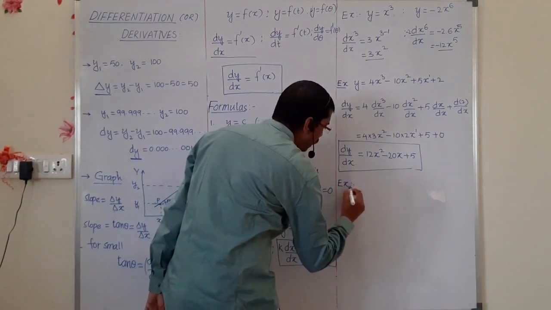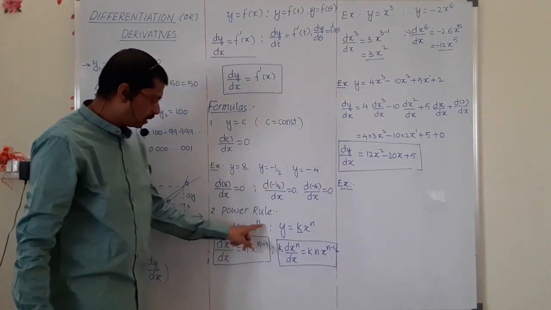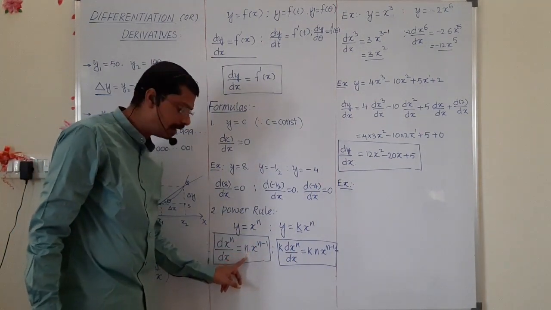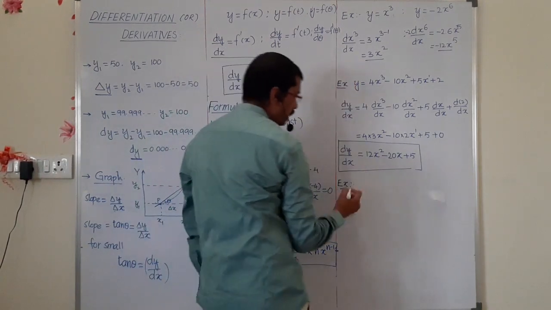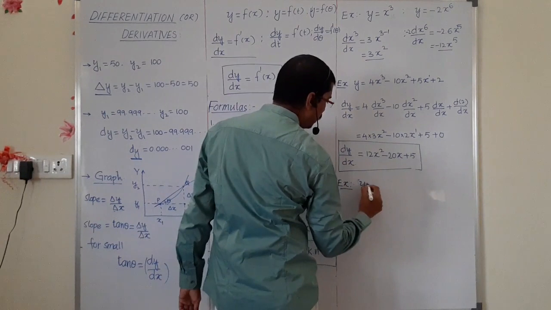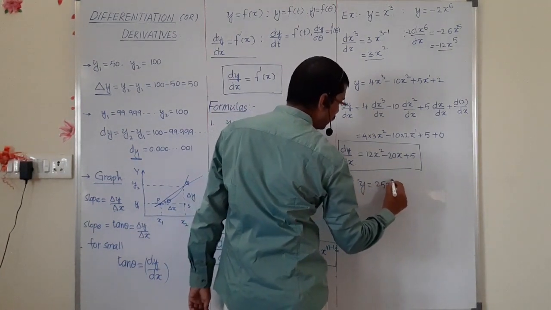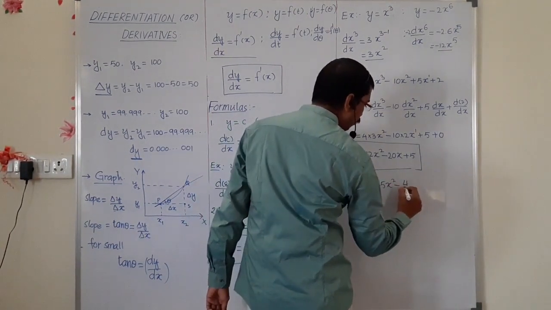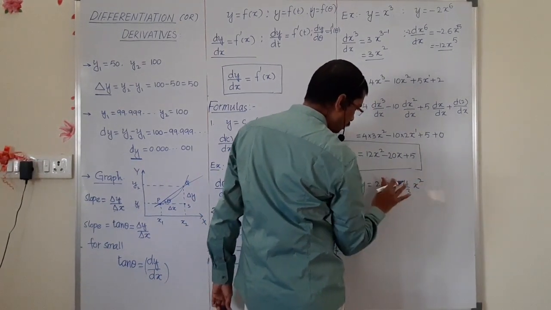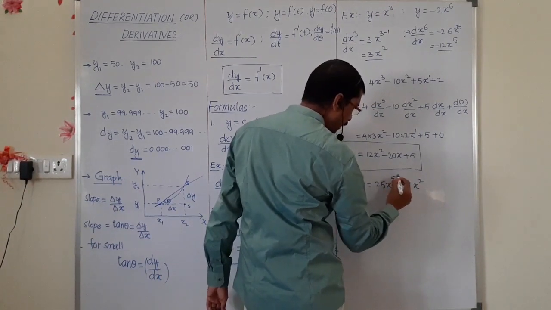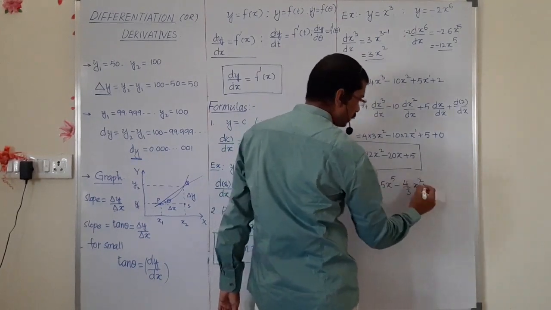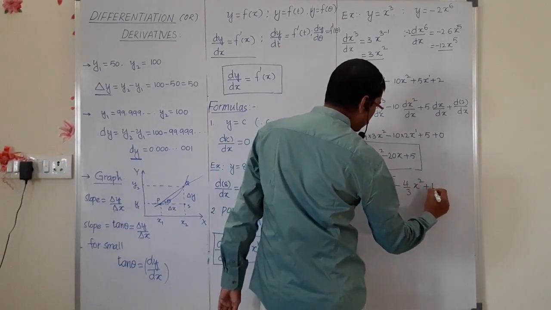We have to write it directly. How can we write it? Same thing. The power is multiplied and the power is decreased by 1. Now I am writing here: y is equal to 25x to the power of 5 minus 4 by 3 x square plus 10.